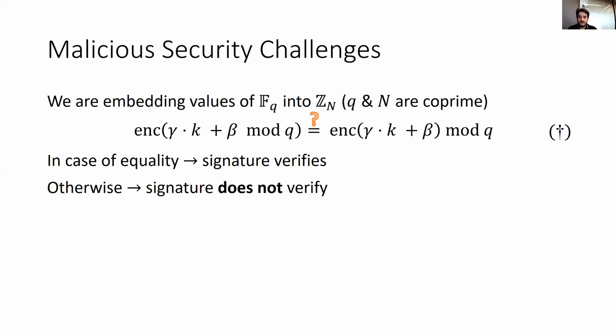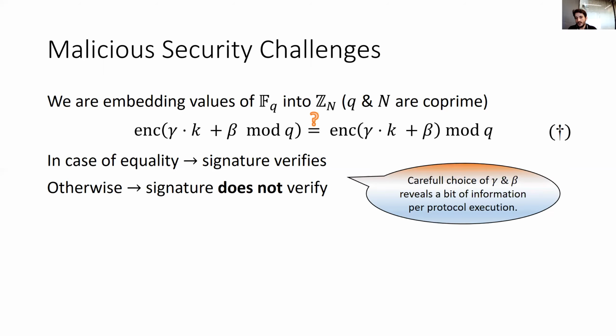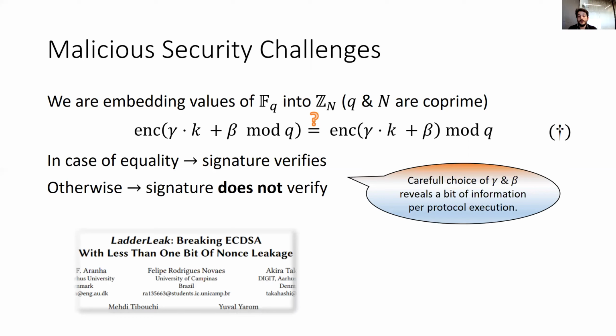So this may sound a bit academic, but it leads to the following attack. For suitable choices of gamma and beta, depending on whether the signature verifies or not, the adversary may deduce the value of a bit of the secret nonce, which in turn leads to all of these nonce attacks that you may have heard about. So how do we remedy this? The solution is rather straightforward. Just make sure that the equality that I denoted by dagger always holds.